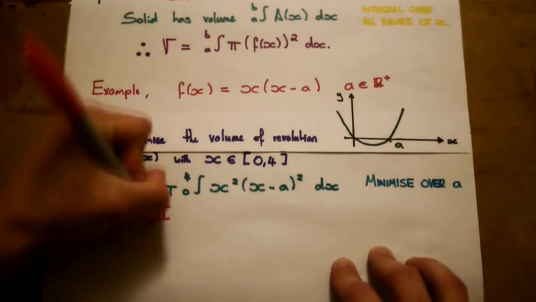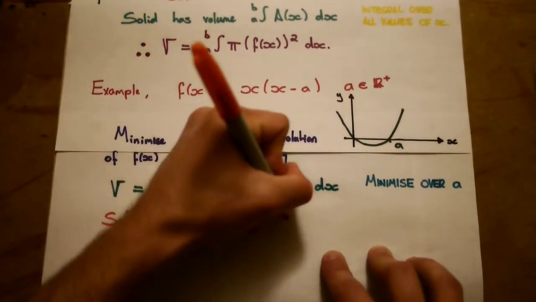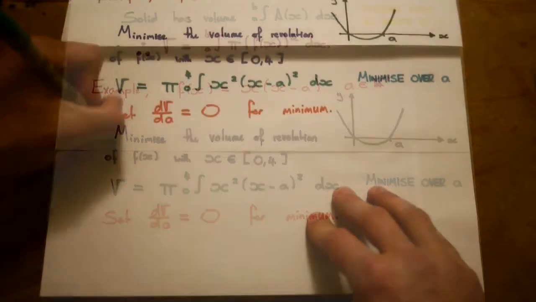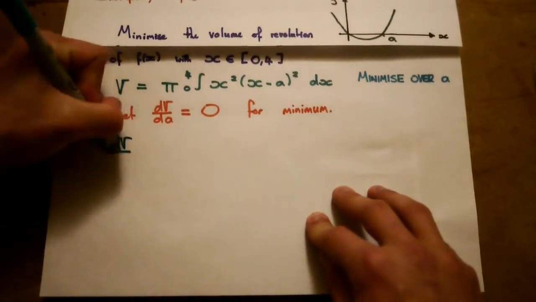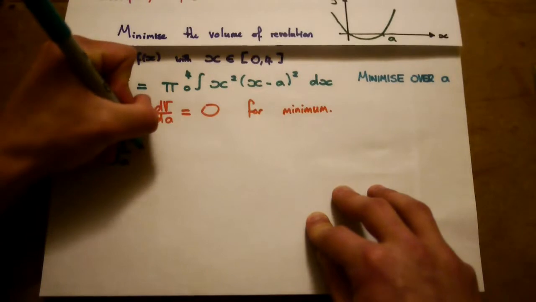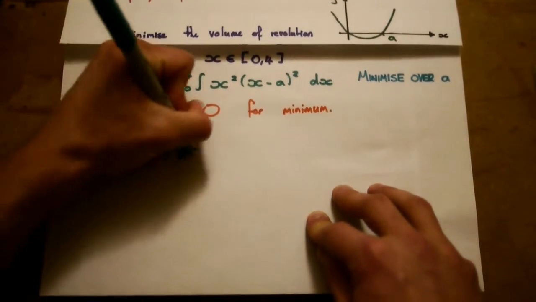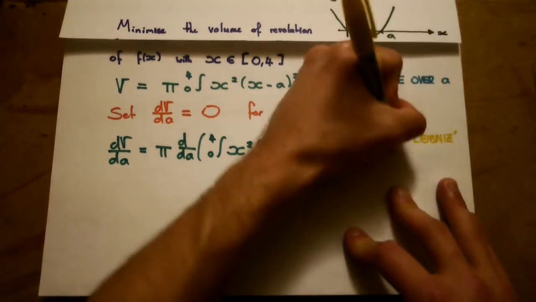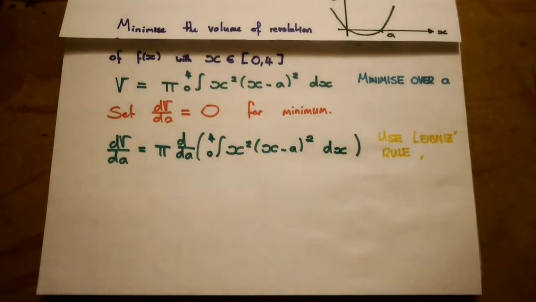Solving dV by dA equals 0 will give us the value of a for which this is minimized. To find dV by dA, we can take the derivative of both sides of our equation. Since π is a constant, we can take it out of the derivative. Now we use Leibniz's integral rule to put this derivative inside the integral.